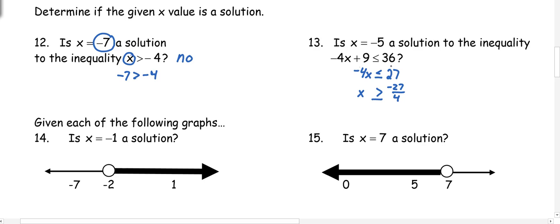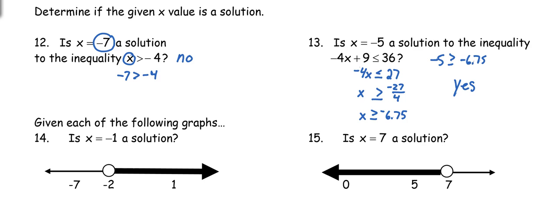Or if we want to put that in a decimal for our comparing, we would have x is greater than or equal to negative 6.75. So when I substitute negative 5 in for x, I would have negative 5 is greater than or equal to negative 6.75. And because negative 5 is closer to 0, it is greater. So this would be yes, negative 5 is a solution.